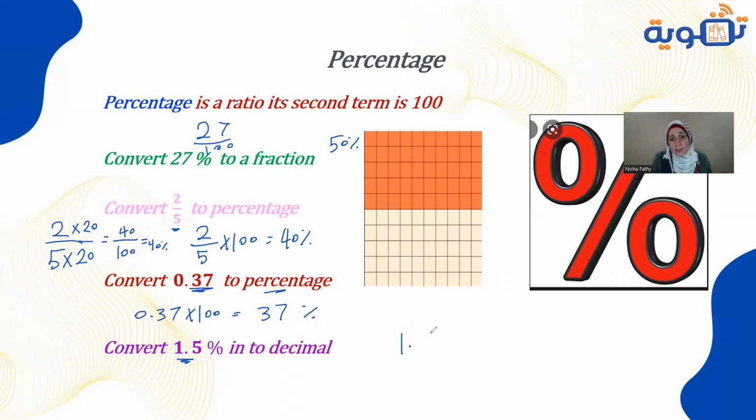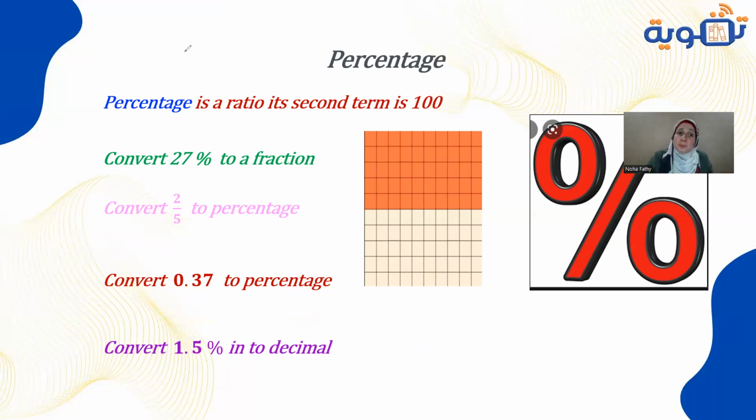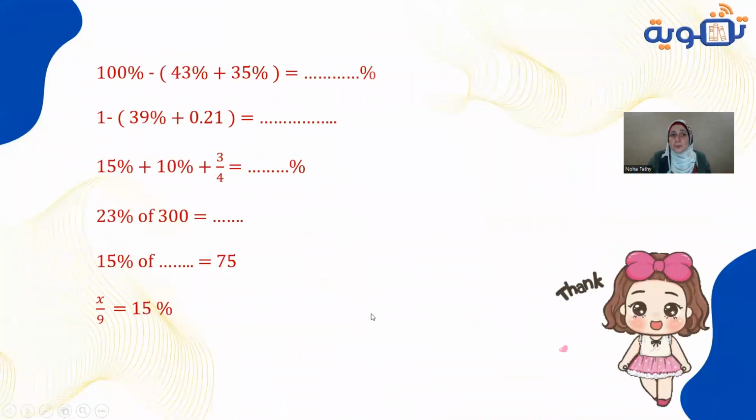Convert 1.5% to decimal. Any number beside the sign of percent means divide this number by 100. So we divide 1.5 by 100, which equals 0.015. This is how to convert from percent to decimal. So any number with a percent sign, divide it by 100. If you have a number and you want to convert it to percent, multiply by 100.